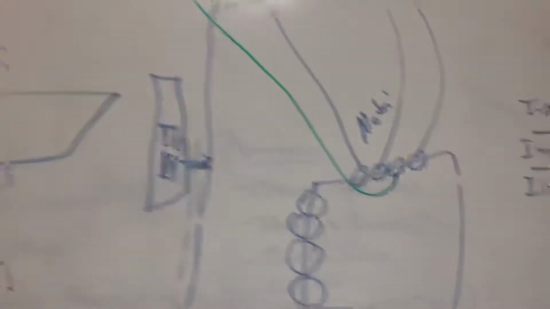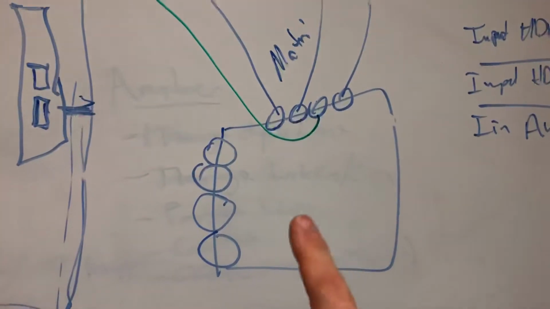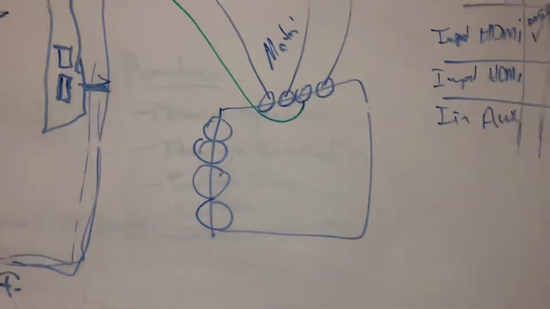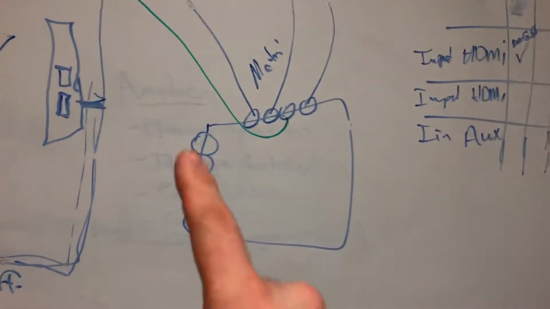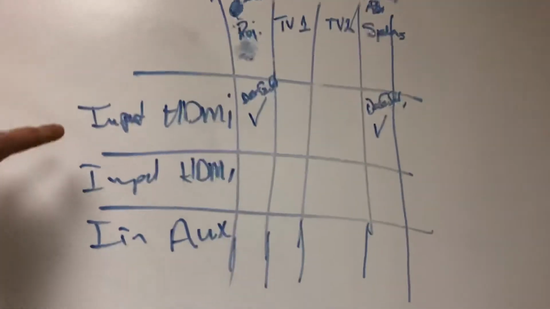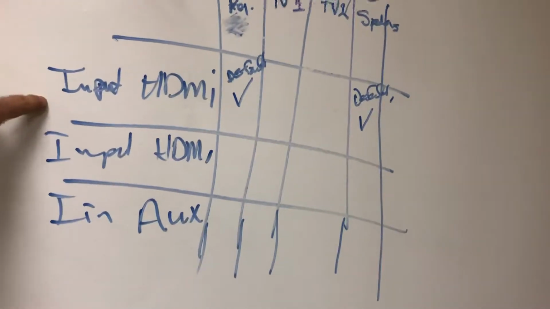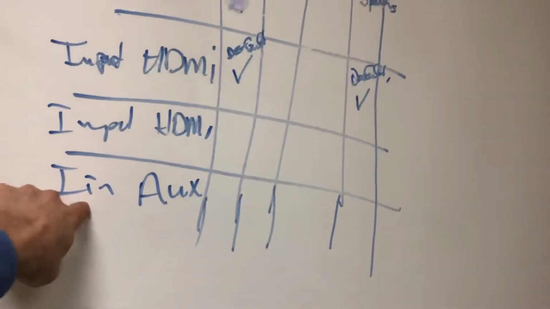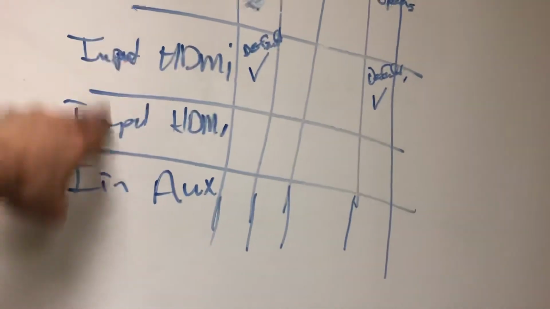So this is kind of a diagram of what the switch looks like, and it's also an amplifier because it sends out audio. So it has various inputs on the left, and then it has outputs here. So here's a diagram of what it looks like on a matrix. So you've got your inputs on this side. You've got HDMI 1, HDMI 2, and aux 1 and aux 2. Imagine that being 2 of them. So those are all inputs.